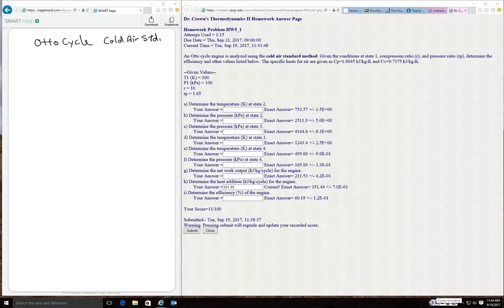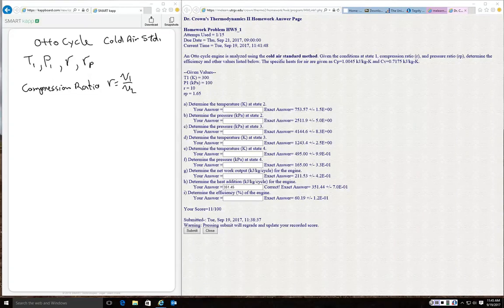Okay, I have a couple things given for this problem. I have the initial temperature and pressure given. I have R, the compression ratio, given, and RP, the pressure ratio, given. So let's just say a few things about those two ratios. The compression ratio, R, is V1 over V2. That is the largest volume divided by the smallest volume in the cycle. It also happens to be the volume ratio for the first process.